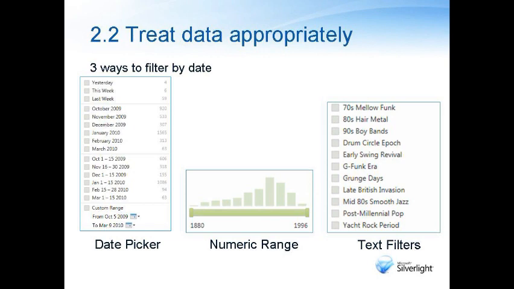Alternatively, maybe it's a collection that's based on the history of music, and it goes way back to 1880, in which case you don't care about months. You just care about broad ranges of years, in which case maybe a numeric range slider is all you need. And then finally, we have text filters. Maybe your audience doesn't know about specific dates, but they do know when they really liked Backstreet Boys, in which case, 90s boy bands. I don't want to see 90s boy bands.